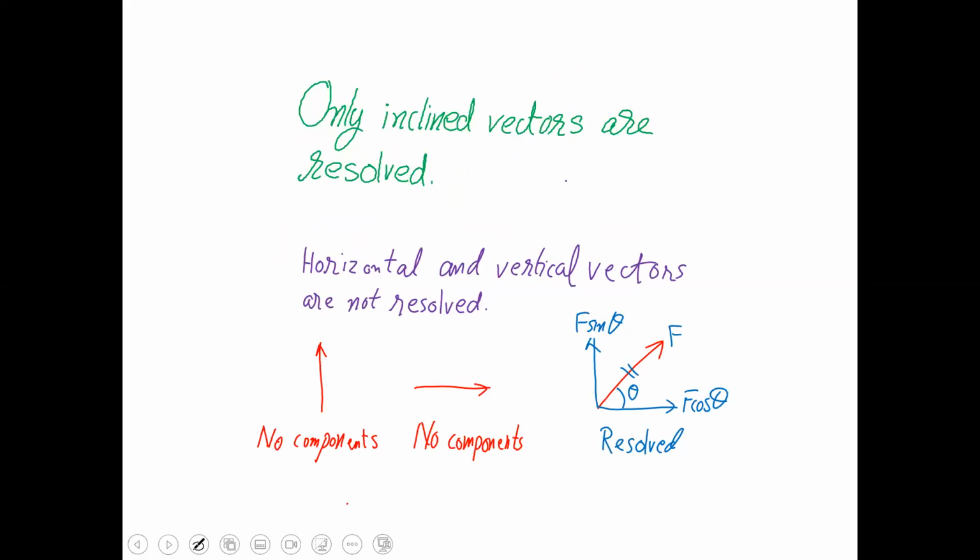Only inclined vectors are resolved. Horizontal and vertical vectors are not resolved. It means anything which is inclined has to be resolved. This is an important concept. You have to copy this screen.